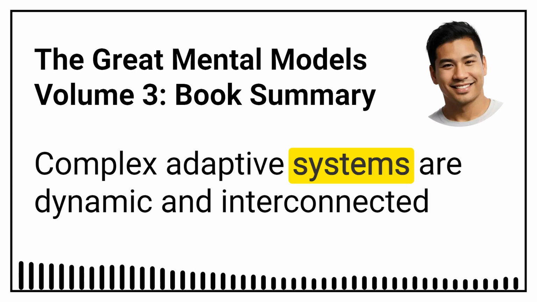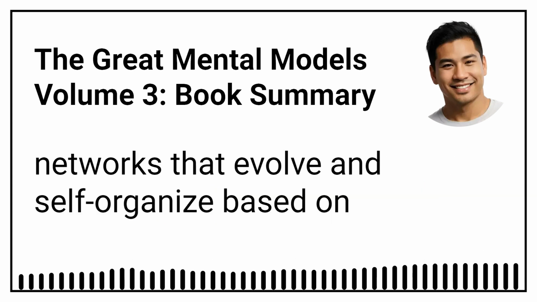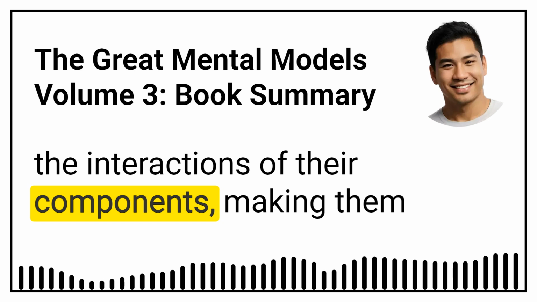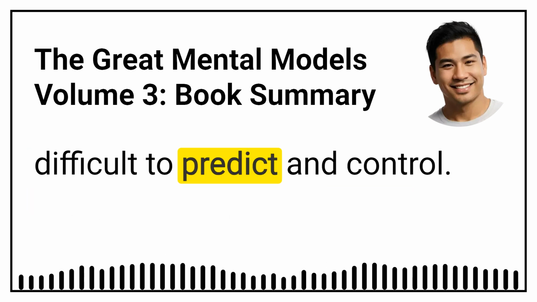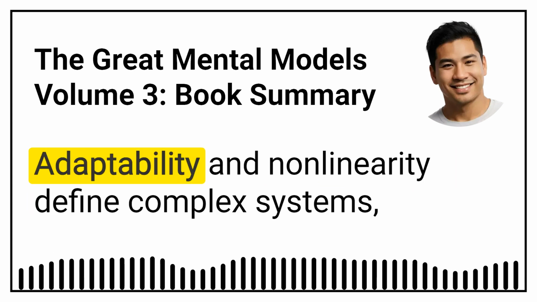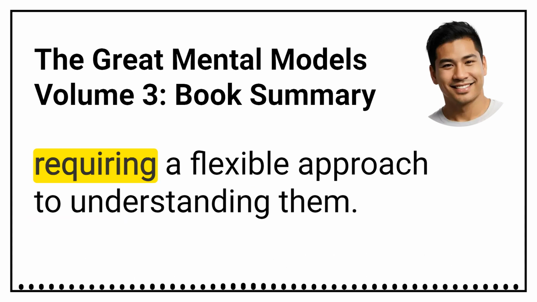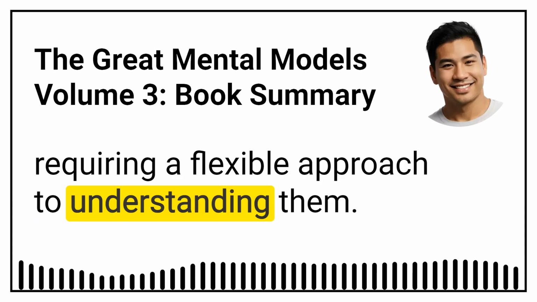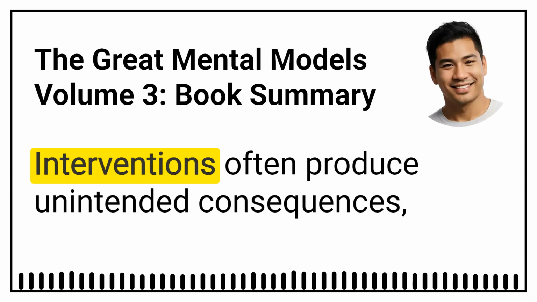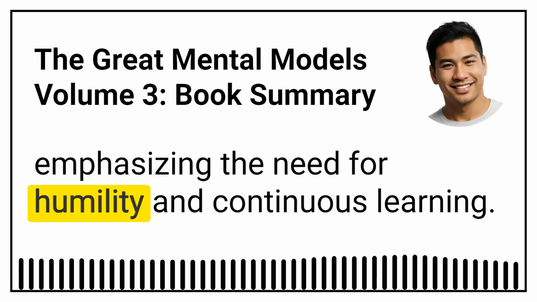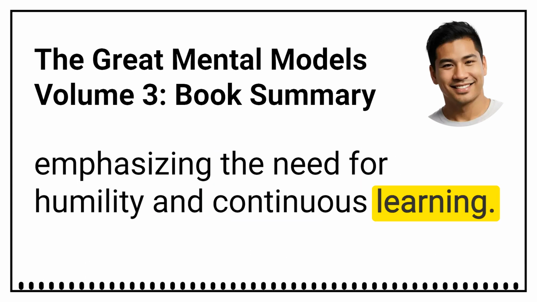Complex adaptive systems are dynamic and interconnected networks that evolve and self-organize based on the interactions of their components, making them difficult to predict and control. Adaptability and nonlinearity define complex systems, requiring a flexible approach to understanding them. Interventions often produce unintended consequences, emphasizing the need for humility and continuous learning.